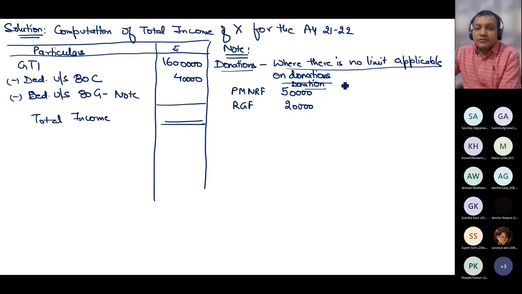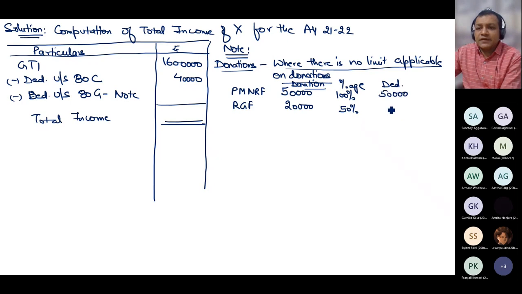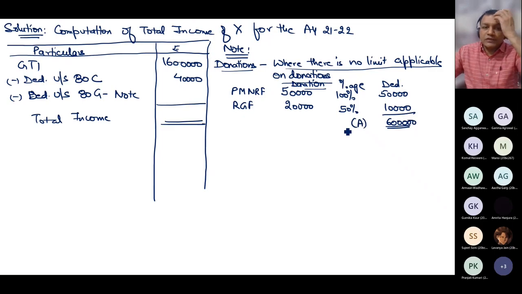Then how much percentage? 100% and 50%. So this is the deduction: 50,000 and 10,000. It's very easy. Category 1 is very, very easy. 60,000. So it is 80G, but only of category 1. So it is not the complete 80G. I have covered the first category. I hope it is understood.